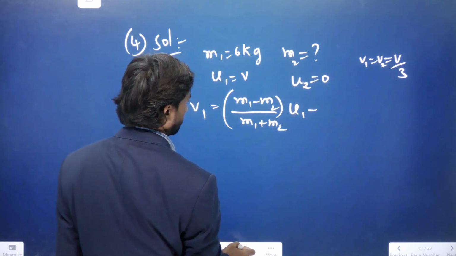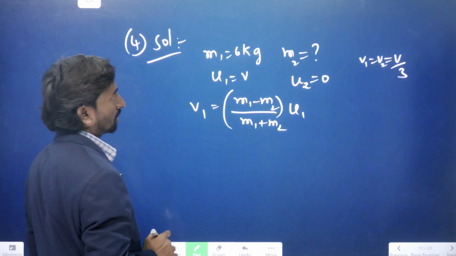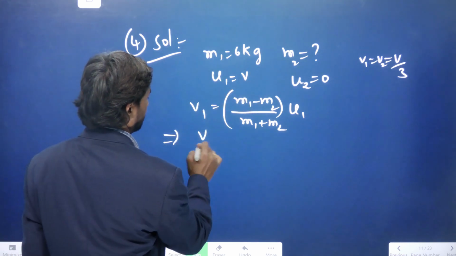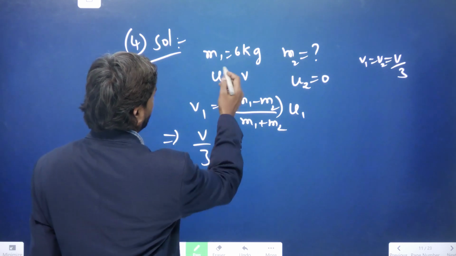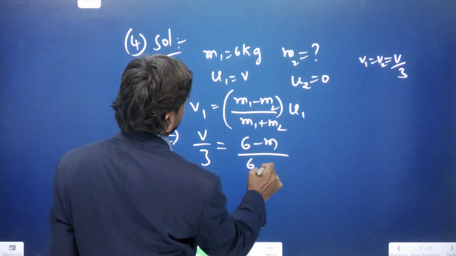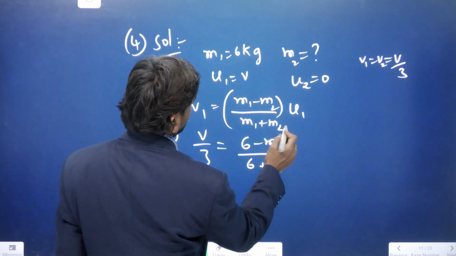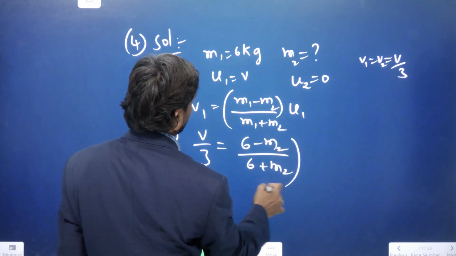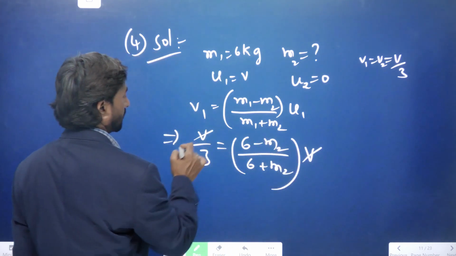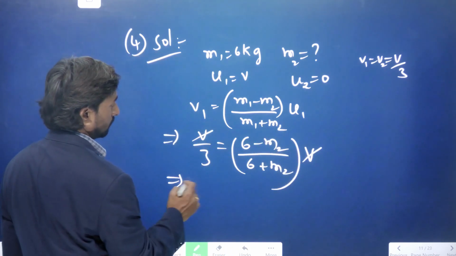So we'll get, this is the equation only. And with what velocity is it moving there? This is the final velocity, v by 3, as it is given there. And now here it is 6 minus m2 divided by 6 plus m2, with m2 as the unknown. And here u1, what is u1? It is v, no? So now this side, the v will be cancelled there. So what is the value we will get here?